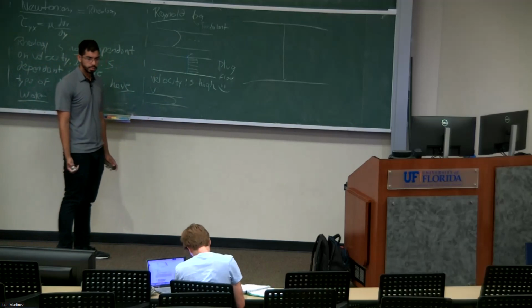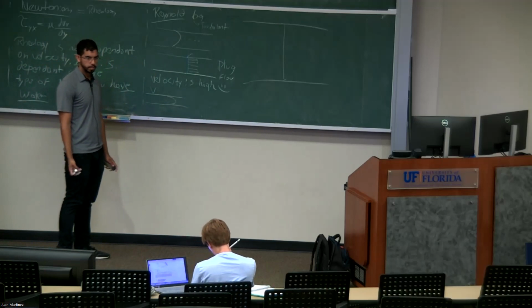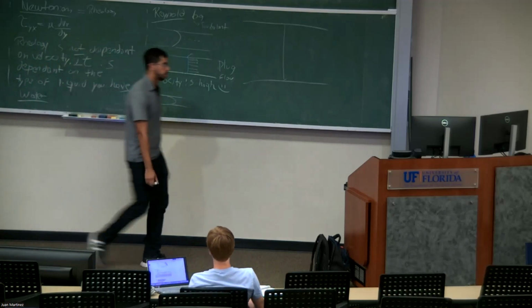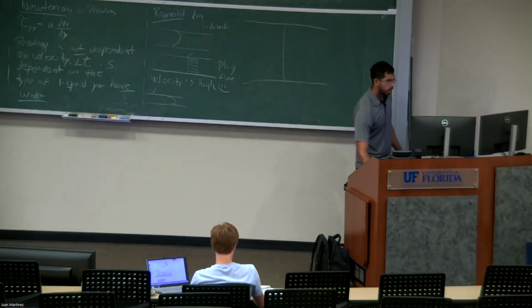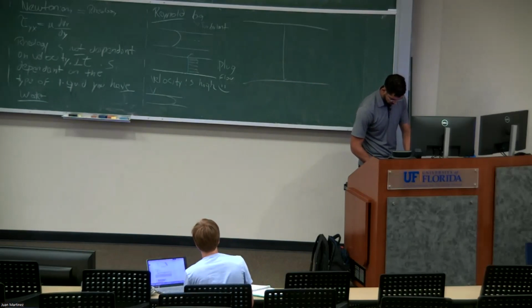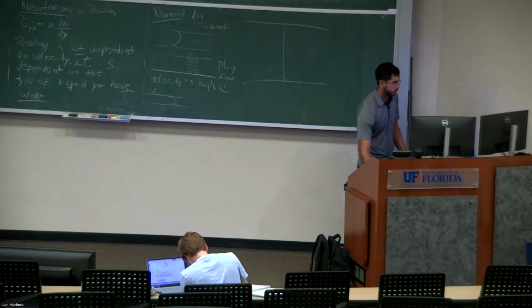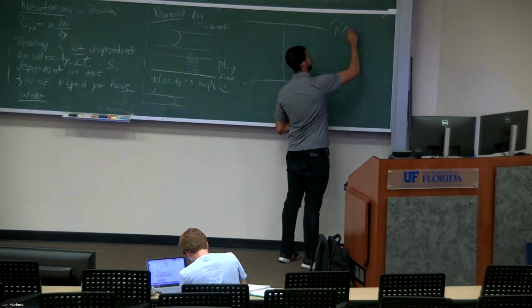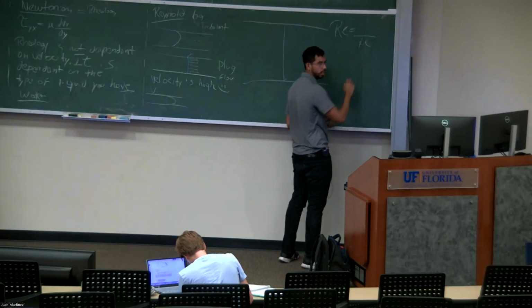Okay, so a more viscous fluid would have a greater Reynolds number. Oh, right. Wait, no, that's not right. Lower. Because the viscosity is in the denominator, right? Let me check. You're right. Yeah, viscosity is in the denominator. My bad.